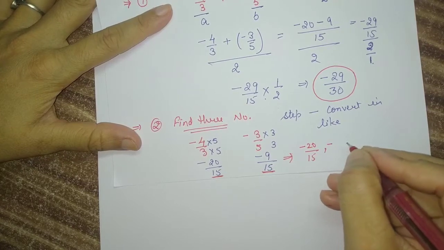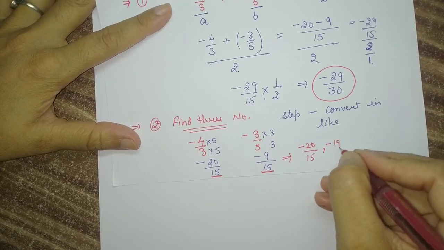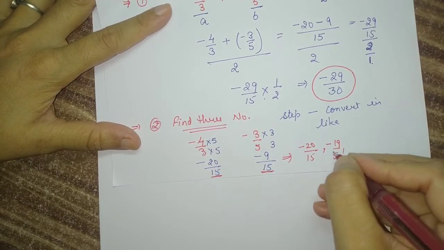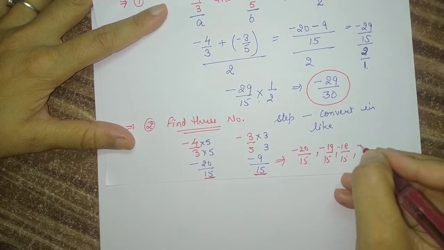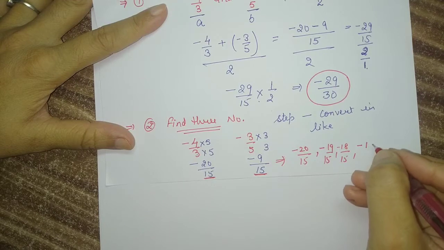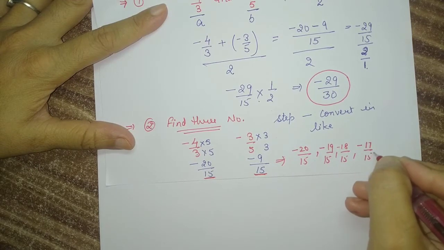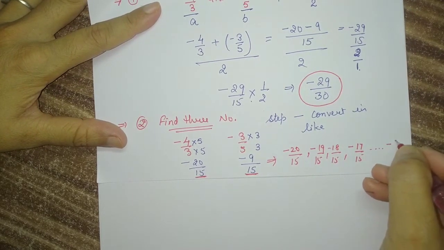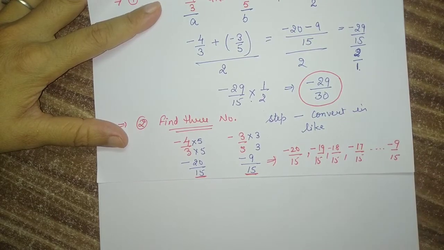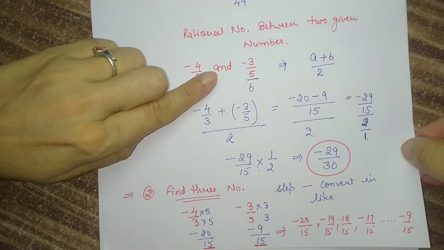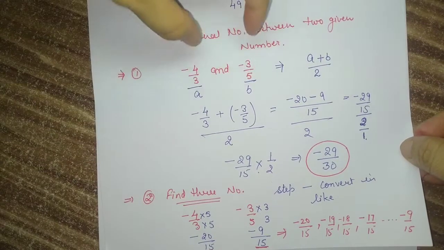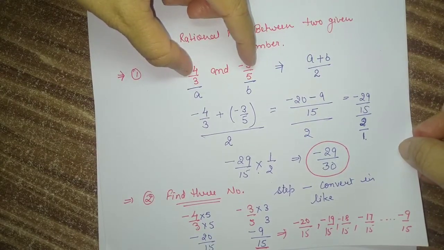Next number, decreasing way, 19 by 15, 18 by 15, then 17 by 15 and so on, up to minus 9 by 15. This is the other method to find a rational number between two given numbers. Okay, I explained both methods. If you have to find a single number, then add both numbers and divide the sum by 2.